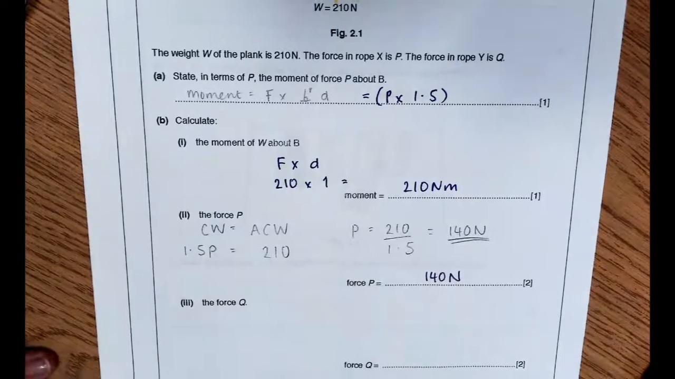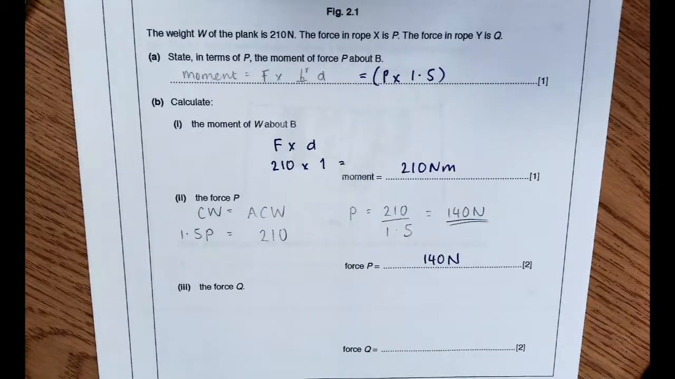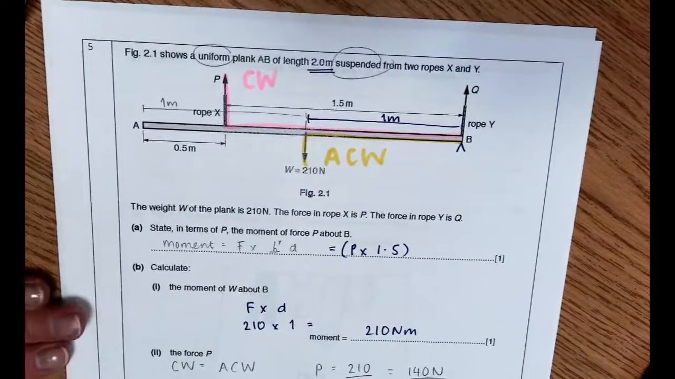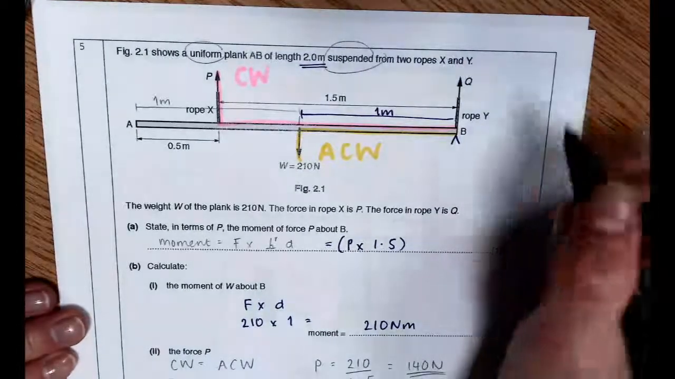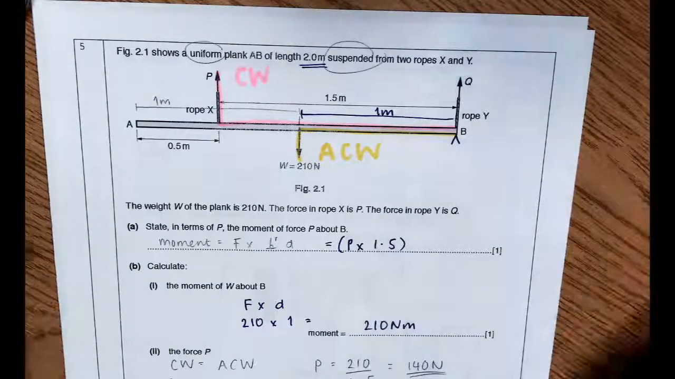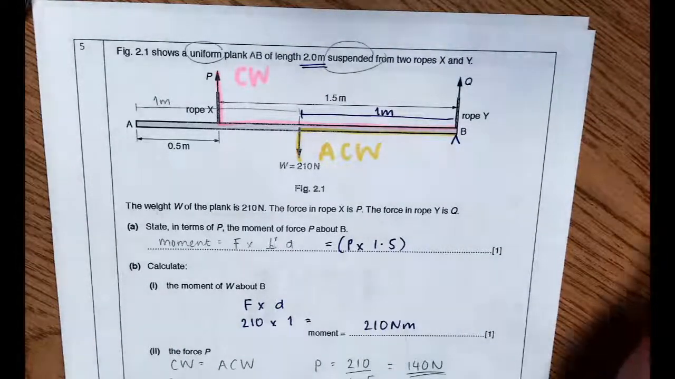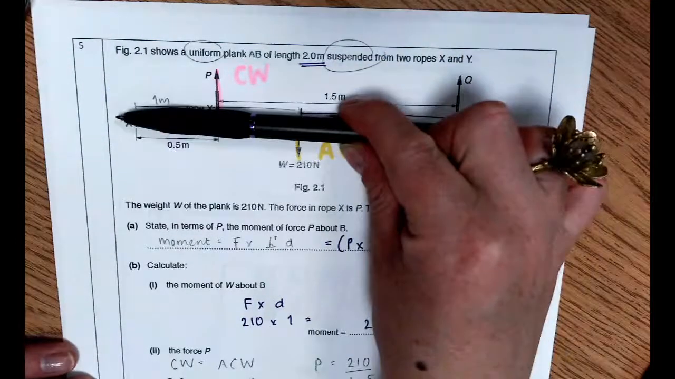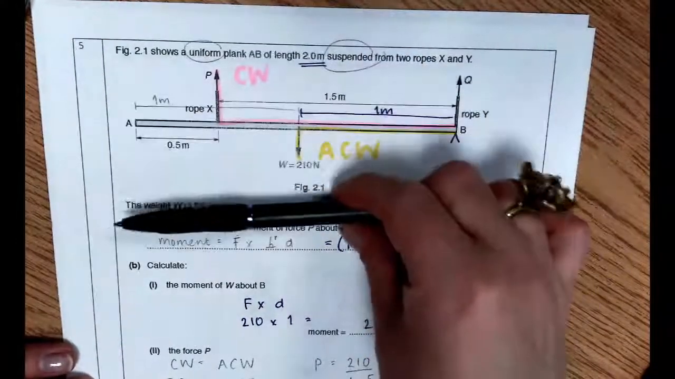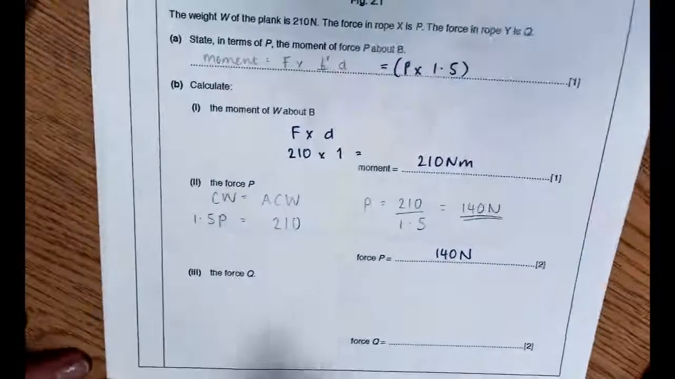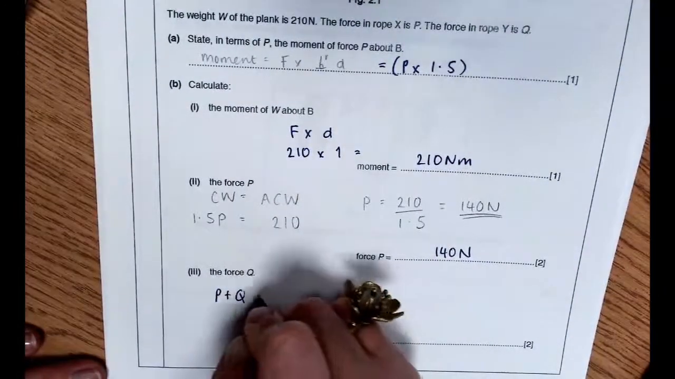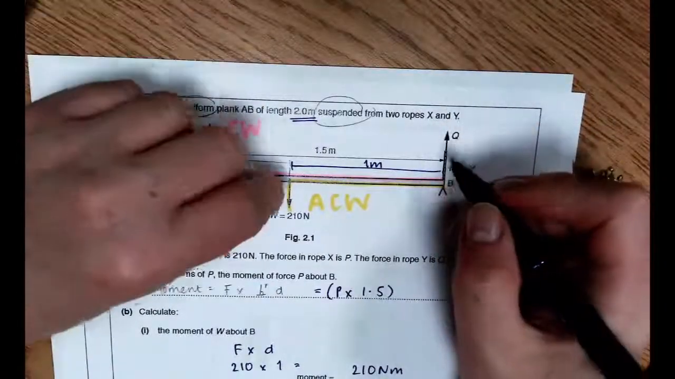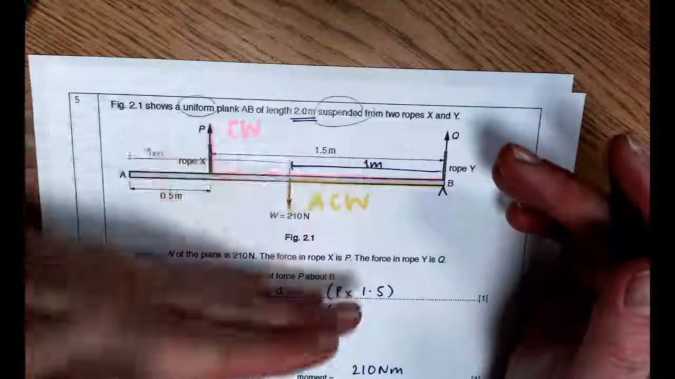Then it asks for the force Q. Now there's an easy way of doing this, which is that we know that if we have equilibrium, there's no resultant turning force, no resultant moment, but there's also just no resultant force. So for this thing to be suspended and not moving up or down, then all of the upwards forces have to add up to all of the downwards forces. So I know that P plus Q has to equal the weight. The two forces up have to equal the pull down, otherwise we'd get movement up or down.